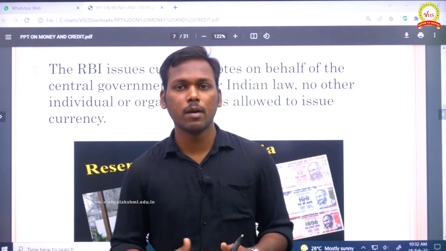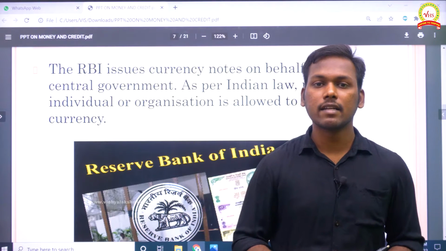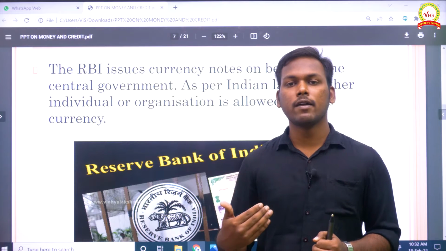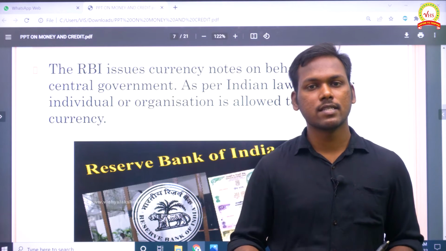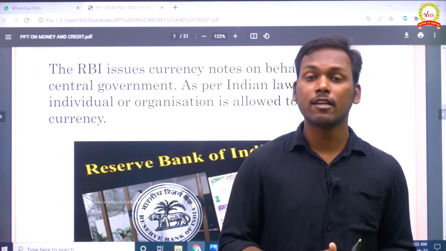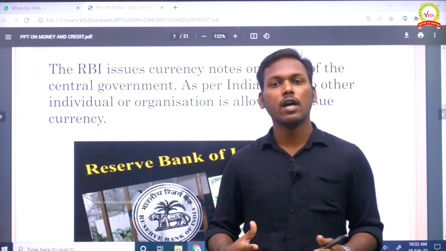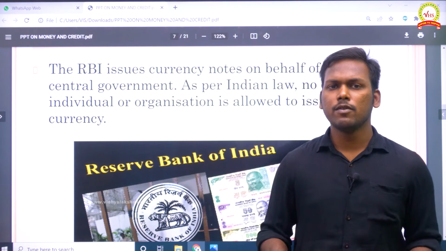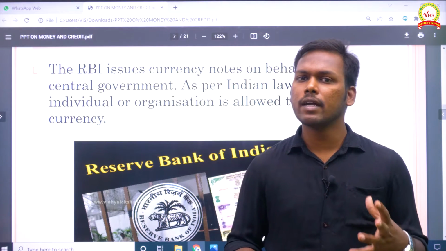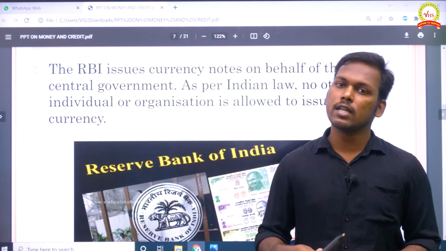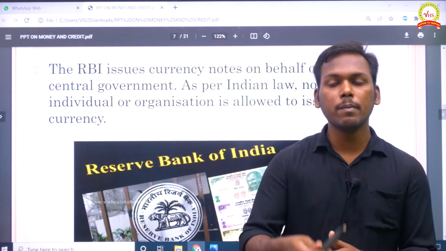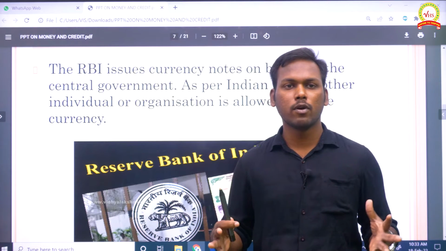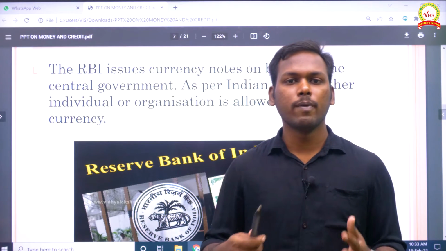The RBI was first set up in April 1935. During the British regime the RBI was set up, but finally it was nationalized by our Indian government in 1949. In 1949 we officially changed the RBI. One more thing: the RBI was first set up in Calcutta in 1935, but later it was permanently moved to Mumbai. Do you understand? These are all very important facts relevant to the Reserve Bank of India.